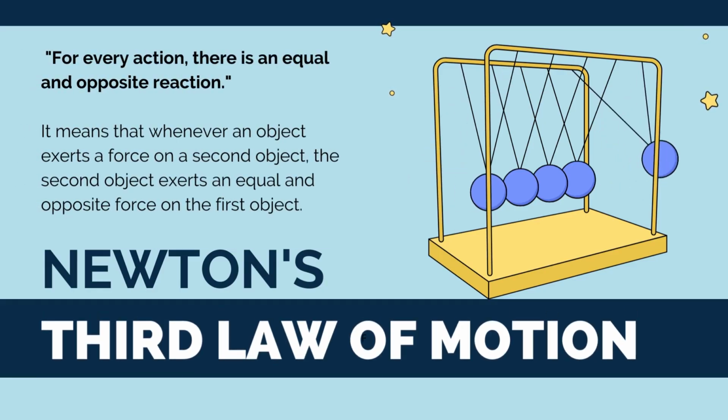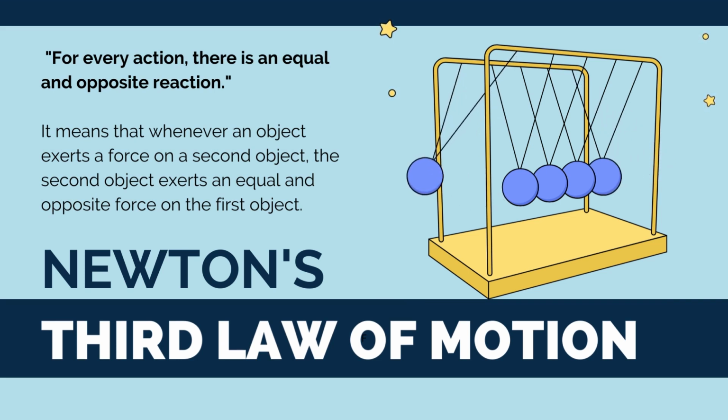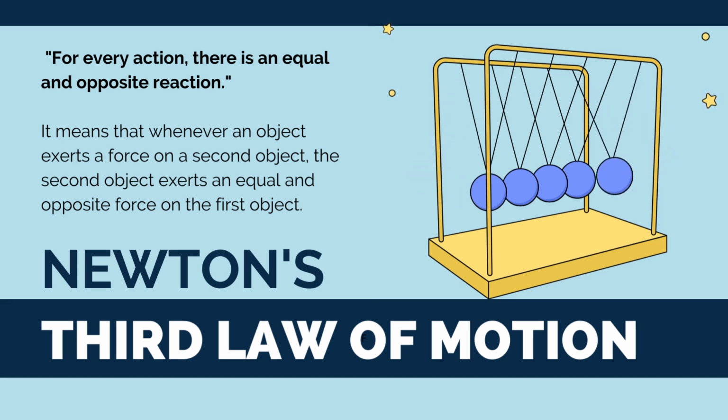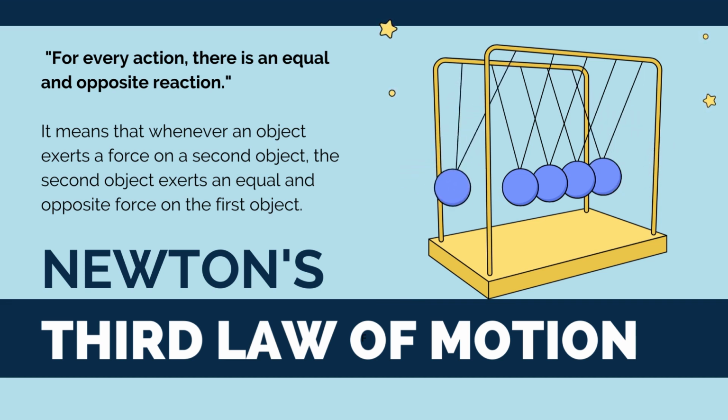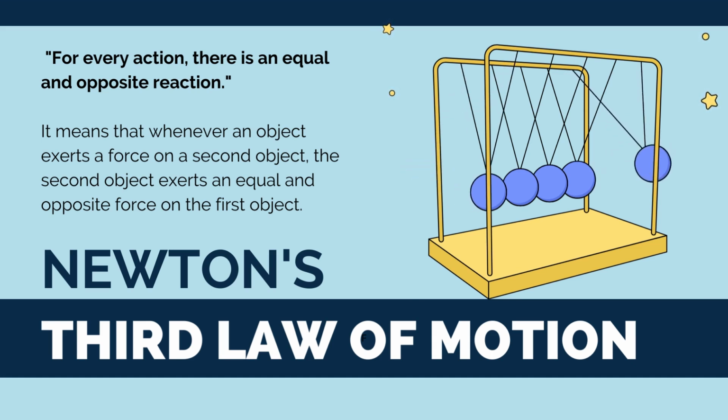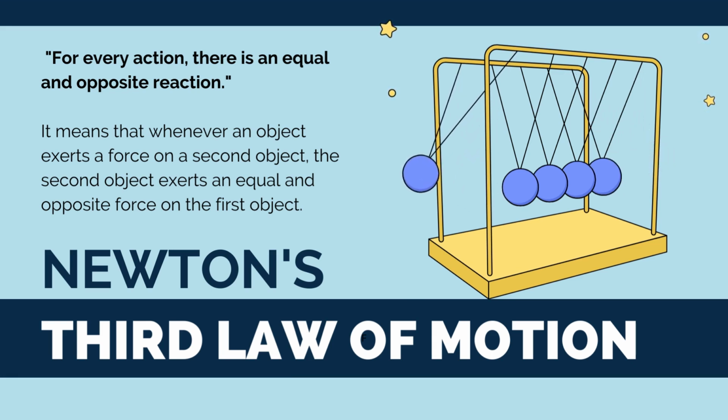Newton's third law states that for every action, there is an equal and opposite reaction. In simpler terms, this means that whenever an object exerts a force on another object, the second object exerts a force of equal magnitude but in the opposite direction on the first object. This law highlights the balanced nature of forces and the interconnectedness of objects in motion.